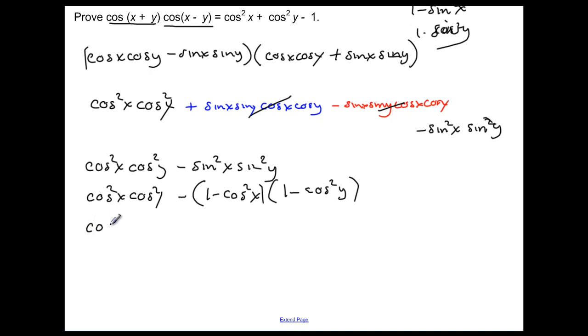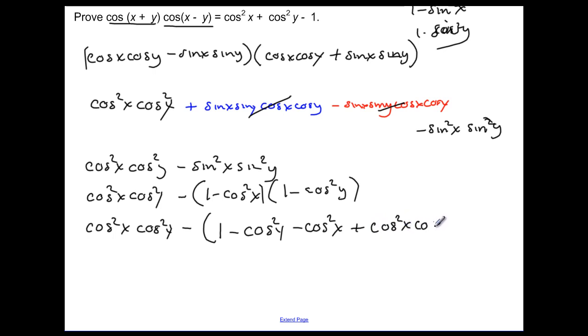I'm going to take that extra step of algebra and FOIL those two out, and I'm left with 1 times 1 is 1. Then I have minus cos squared y minus cos squared x, and then I have minus minus, which is a positive, cos squared x cos squared y.